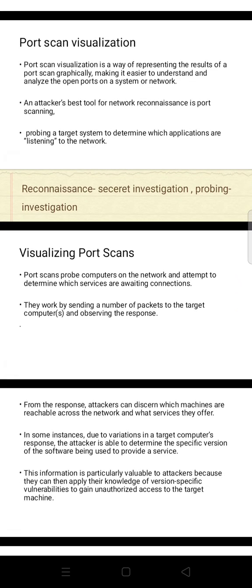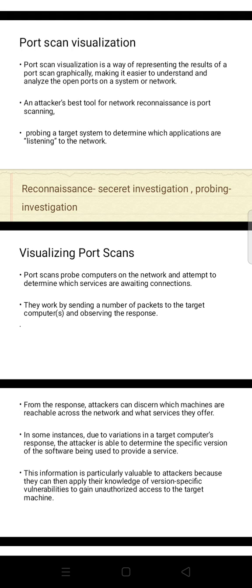In other words, port scan visualization is a way of representing the results of a port scan graphically. Why are we representing the results of a port scan graphically? This makes it easier for others to understand, and it is also very easy to analyze the open ports on a system or network. One of the main tools for an attacker for network reconnaissance is port scanning.